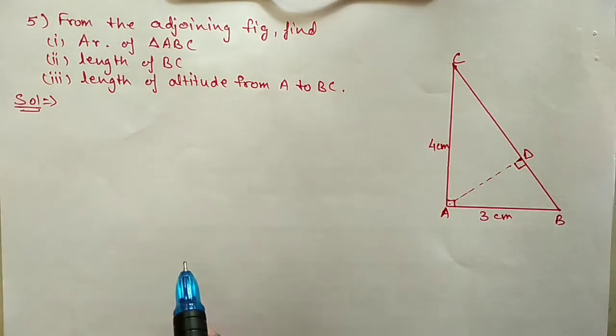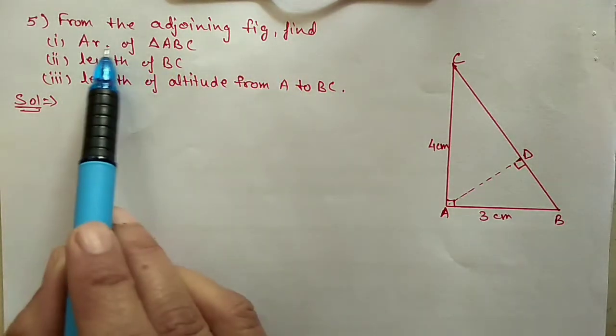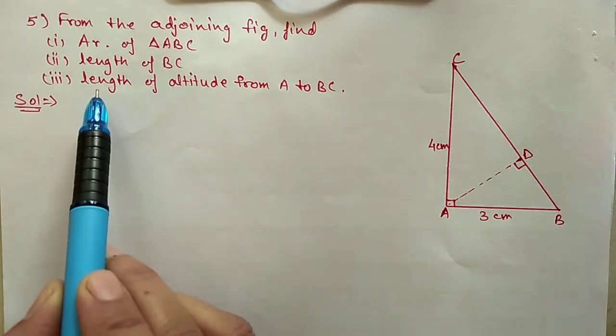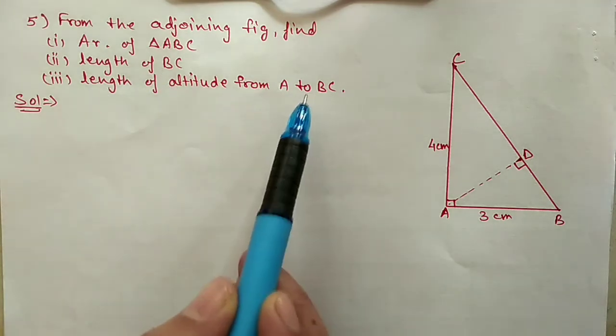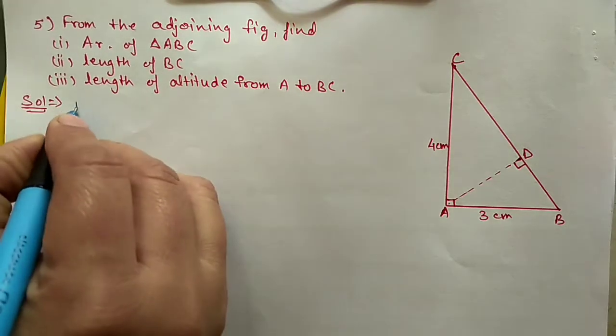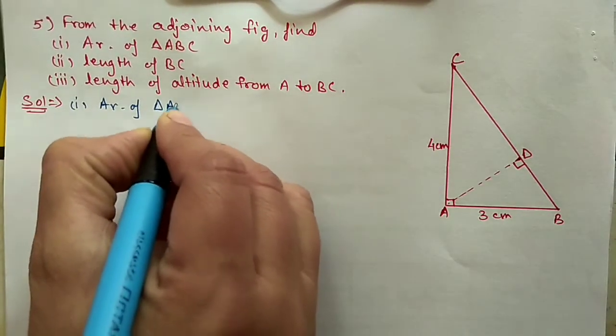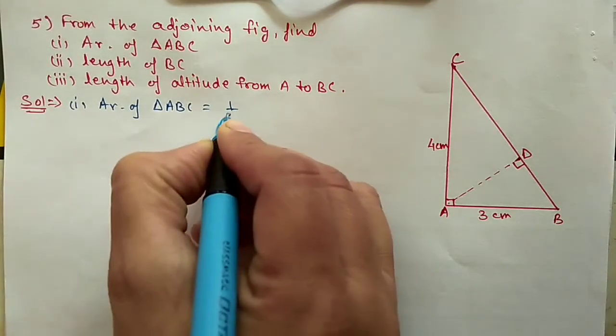Next, question number 5. From the adjoining figure, find the area of triangle ABC, second part the length of BC, and third part the length of the altitude from A to BC. So first part we will do the area of triangle ABC, which is equal to half base into height.